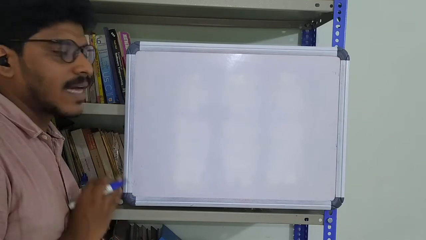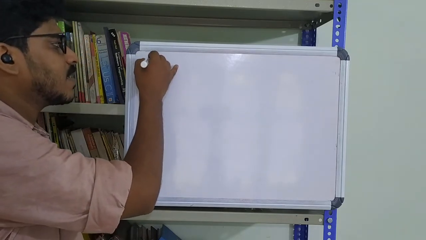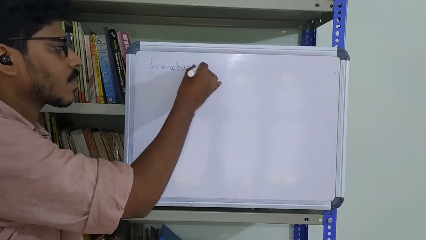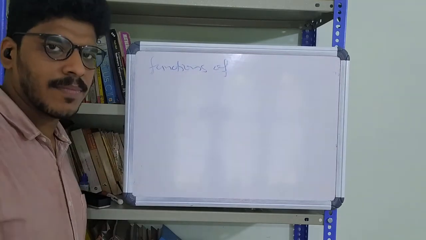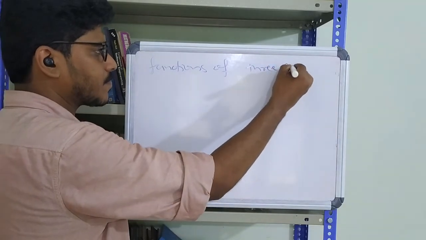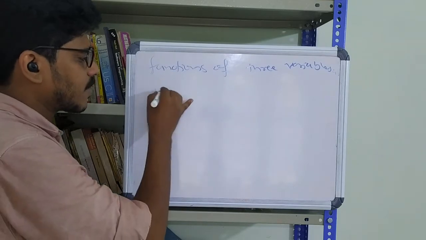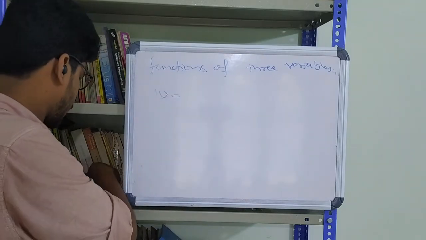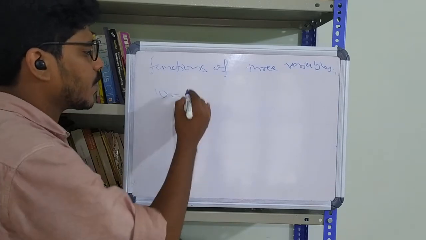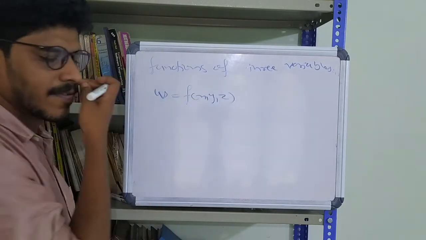Now, all these ideas and concepts which we have explained for two variables can be easily extended to functions of three variables, in fact functions of any finite number of variables. Functions of three variables, say for now. So consider a function w equal to f of x, y, z.